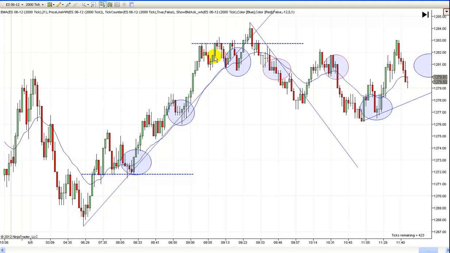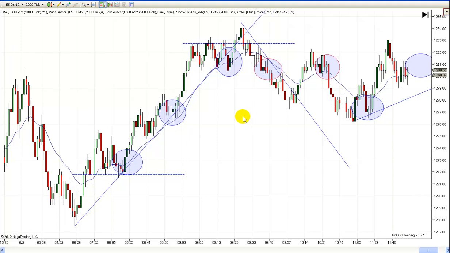You definitely probably should have exited right in here. I did, and it turned out to be the right move. You know, you can't always get every bit of the move, and if you didn't get some of this, don't beat yourself up, because it's hard to get all the move. If you can get somewhere 75 or 80% of the move, you're doing really, really well.